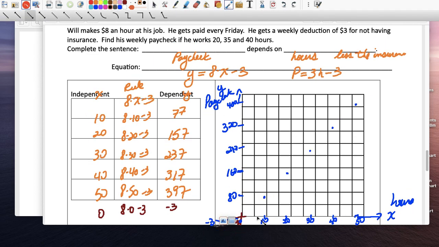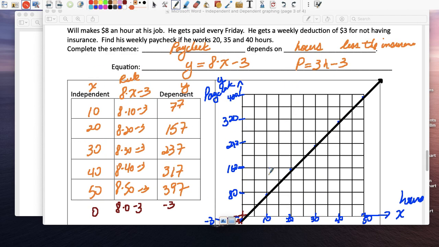So in this case, right, if it happens that he doesn't work for that week, he's going to be down $3. So here's my equation. Y equals 8x, where x represents the number of hours, right? How much he gets paid, $8 times the number of hours minus the $3 in insurance. Okay, all right, nice little problem.